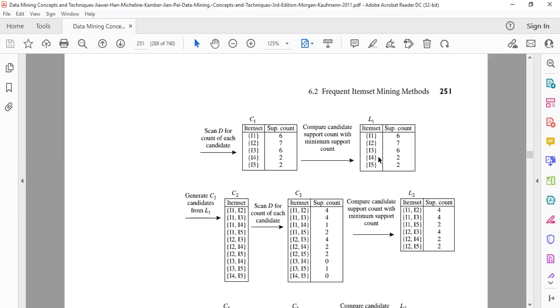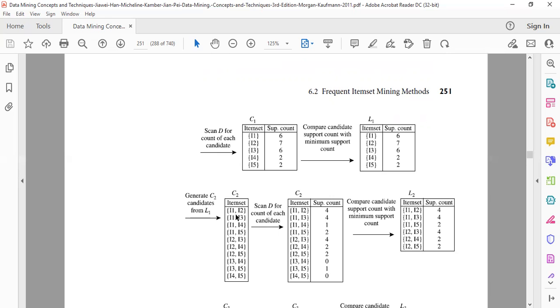Now in the second step, I will make the two item sets. This is the one item set. In order to form the two item sets, I'll combine each of these items with the other items. In this way, I'll form sets of I1, I2; I1, I3; I1, I4; I1, I5; then I2, I3; I2, I4; I2, I5; then I3, I4; I3, I5; and then I4, I5.